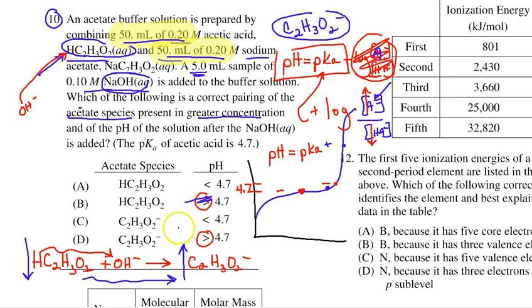The question is, which choice is it, B or D? Well, who's in greater concentration? We're lowering the acid, increasing this. Clearly, the conjugate base is in greater concentration, and clearly it's greater than 4.7 because we're eating up the acid. So choice D for number 10.